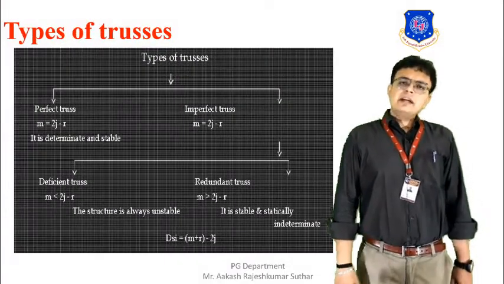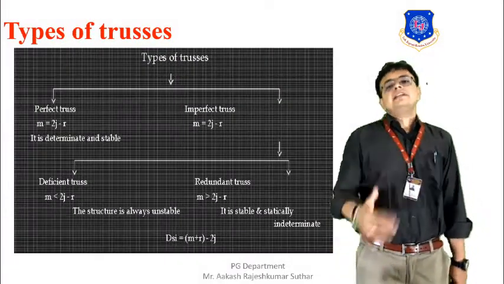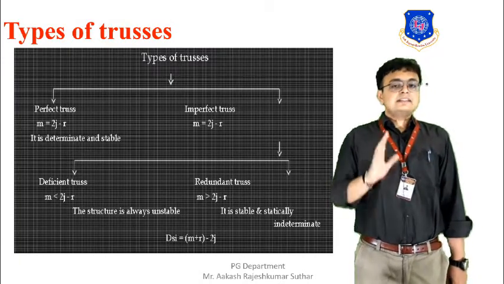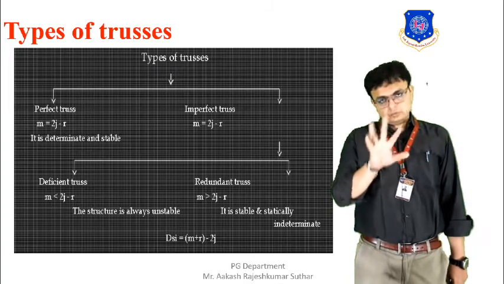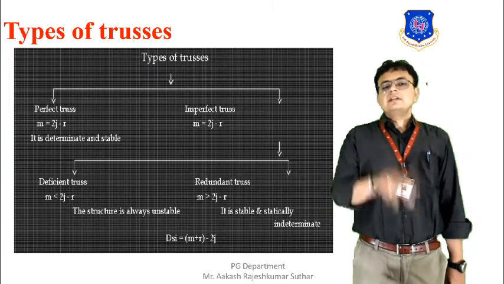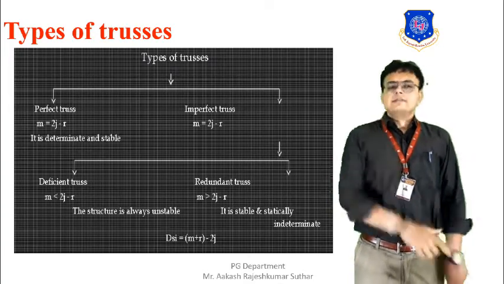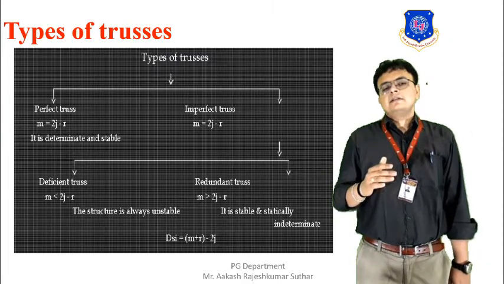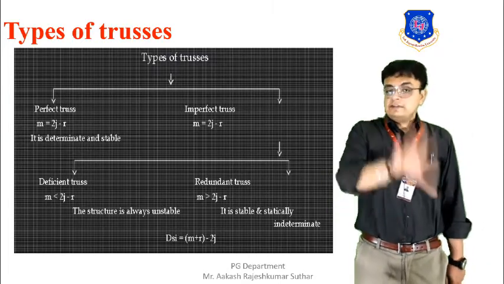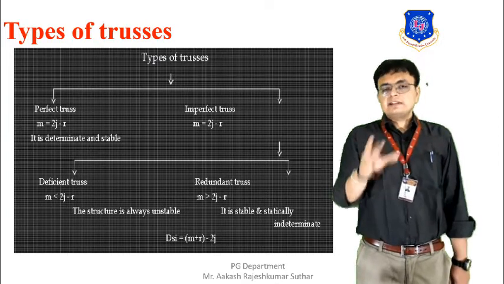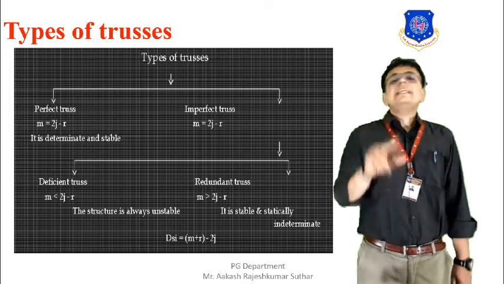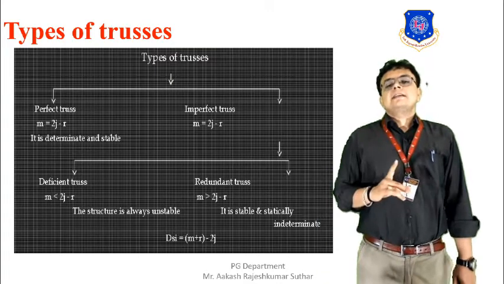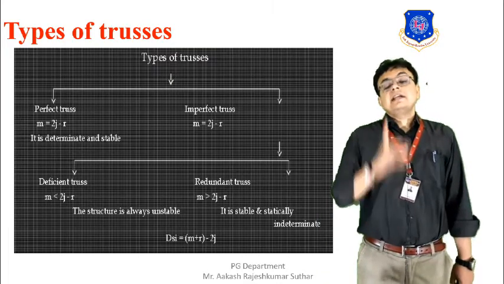Now let's discuss the different types of trusses. Basically, trusses are classified into two categories, the perfect truss and the imperfect truss. When m is equal to 2j minus r, that is, both the values are equal, then we can say that our truss is a determinate and stable truss.